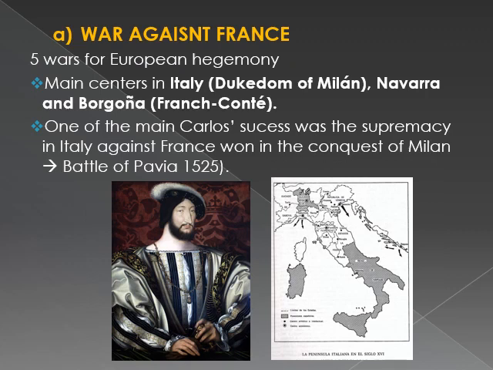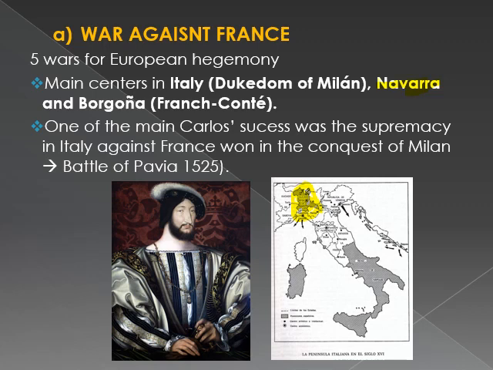He's going to fight basically 5 wars with France, fighting for the European hegemony, the European supremacy. Who is more powerful in Europe? Who controls European policy? The centers of these tensions are going to be mainly in Italy, especially the Dukedom of Milan in here. But there are going to be other centers such as Navarra in Spain.